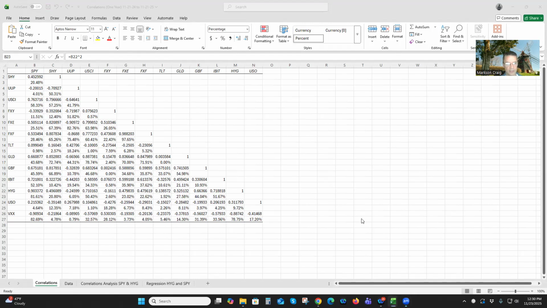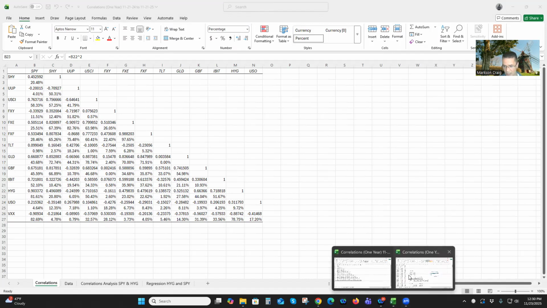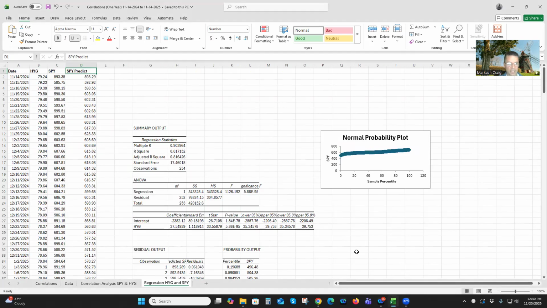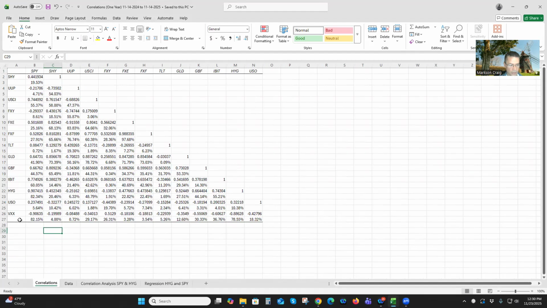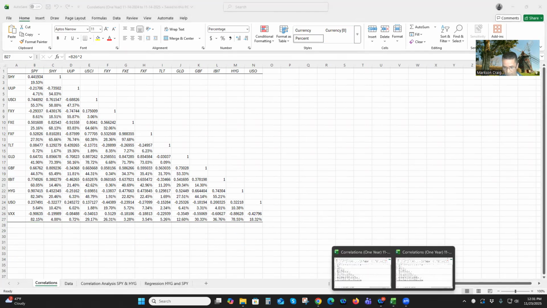So this analysis goes from 11/21/2024 to 11/21/2025. We looked at it a week ago, which was from 11/14/24 to 11/14/25. We look at the correlations. HYG was slightly higher than the VIX, but I don't like the VIX because it trades very erratically, whereas HYG moves around more incrementally. So let's go back to the most current file.